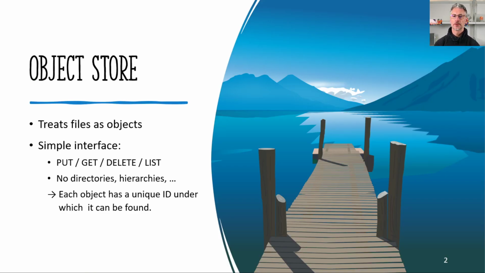So what is an object store? Here we treat files as objects. These object stores have a simple interface. You can add a new file, put, retrieve the file, get, delete it, or list what's there. However, unlike a file system, there are no directories or hierarchies or folders and so on. And we just address each object with a unique identifier under which it can be found.